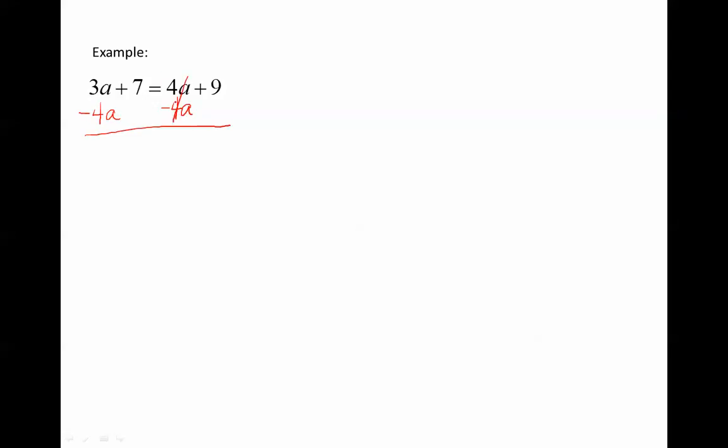So since it's a positive 4a, to get rid of it, you have to subtract 4a. And if we do it to one side, we have to do it to the other side. Now 3a minus 4a is negative 1a, but remember you don't put that 1 there. Just put negative a, bring down your plus 7, bring down your equals, and bring down your 9. Now we want to get a by itself, so let's get rid of the 7 first. Since it's a plus 7, to get rid of it, we'll subtract 7 on each side. So we get negative a equals 2. Now if you end up with a negative variable like this, what you need to do is change the sign on each side. So that would be a equals negative 2.